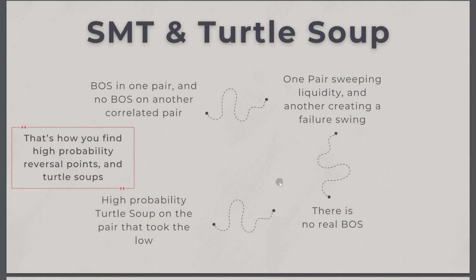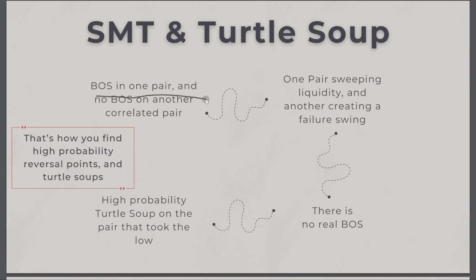Now, there is a big relationship between SMT and turtle soup. So if you really want to master turtle soups, then you're going to look at SMTs. And that's how you actually master turtle soup. So why are they related to each other? Because if we have a breaker structure in one pair and then no breaker structure in another pair, what does it tell you? It tells you that there is most likely a turtle soup. It tells me that there is an SMT which leads to a turtle soup.